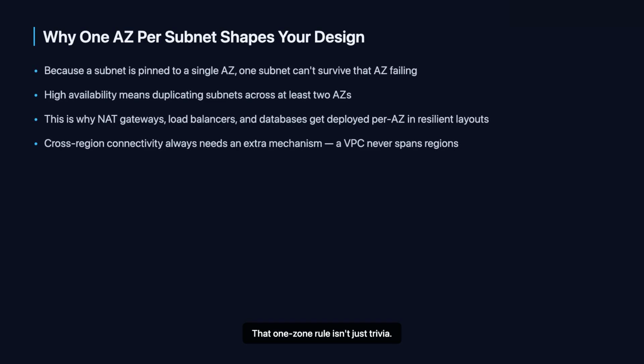That one zone rule isn't just trivia. It shapes every resilient design you'll build. Because a subnet is pinned to a single availability zone, that subnet cannot survive its zone going down. So high availability means duplicating your subnets across at least 2 zones. That's exactly why in resilient architectures, you see NAT gateways, load balancers, and databases deployed per zone rather than once. And because a VPC never spans regions, anytime you need to connect workloads in different regions, that always takes an extra mechanism. We'll get to those mechanisms shortly.